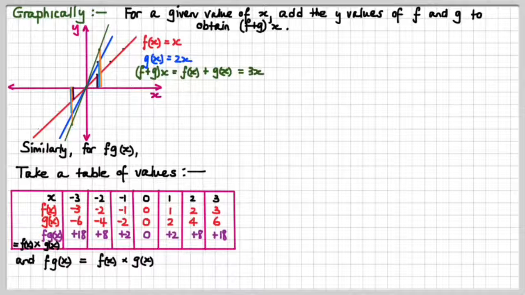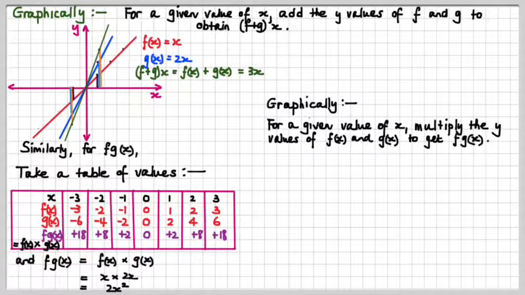f times g of x is just f of x times g of x, which is x times 2x, which gets you 2x squared, which is going to be a quadratic.